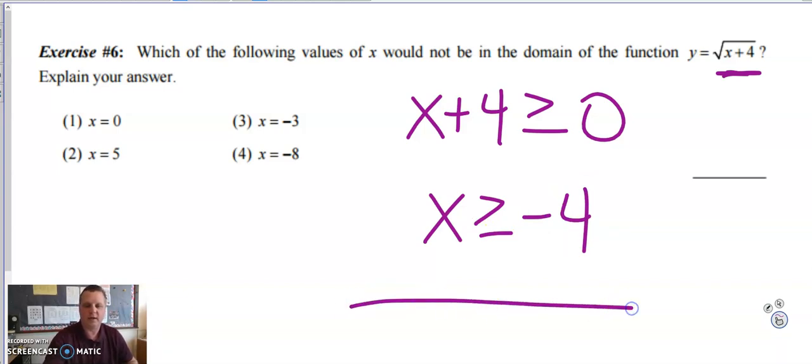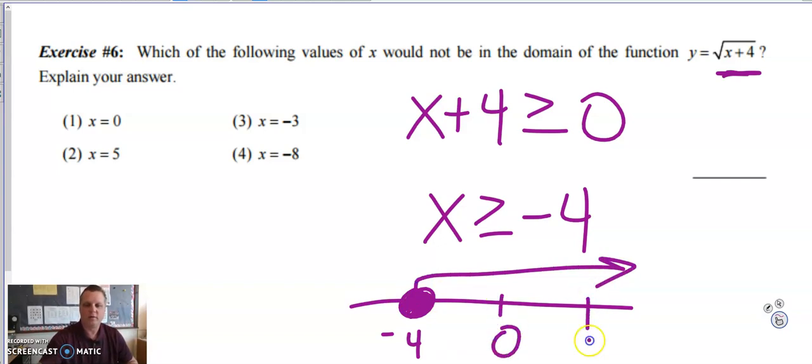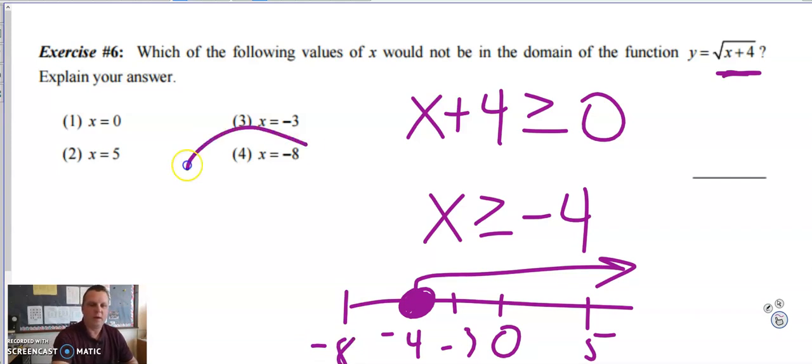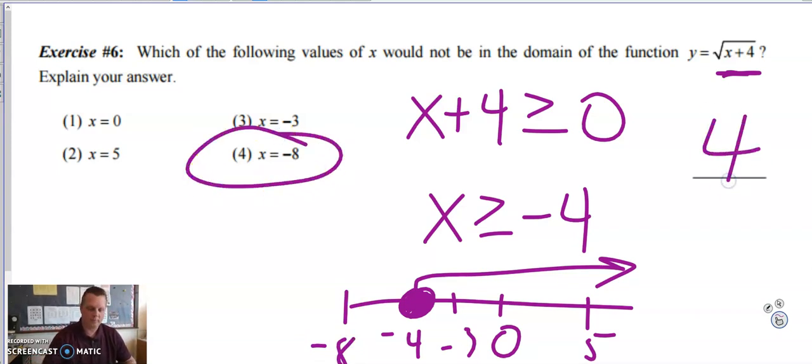And if you were to put this on a number line, here's your negative 4. Color it in because it's inclusive. And it goes like that. So 0 is here, 5 is here, negative 3 is here, negative 8 is there. So which of the following would not be in the domain? And it is choice 4.